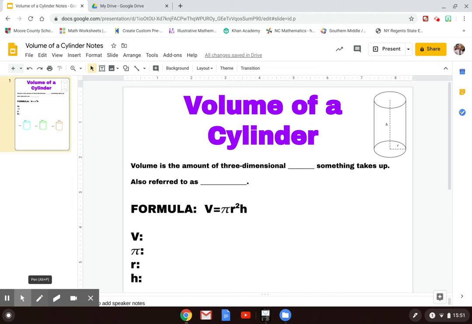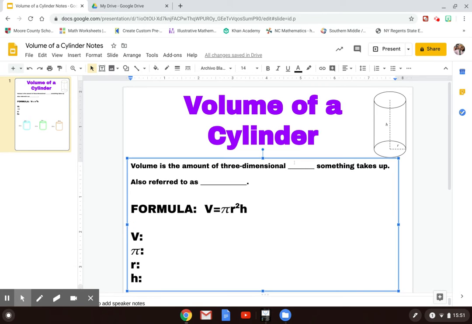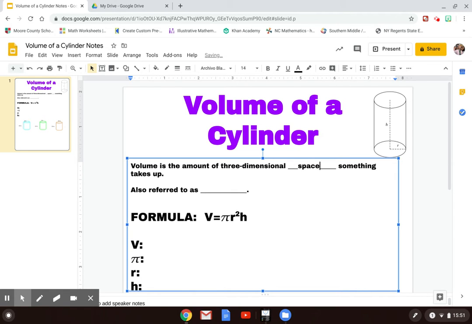When we talk about the volume of a cylinder, which is what we're going to start with, over here on the right-hand side you see a picture of what a cylinder is. Let's start with that basic definition of what volume is. Volume is the amount of three-dimensional space that something takes up. It's also referred to as capacity.